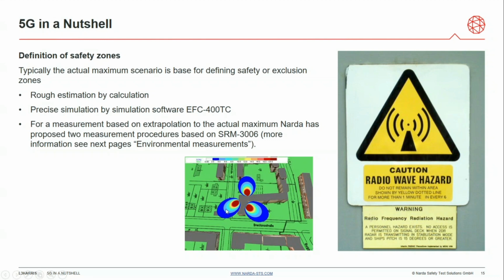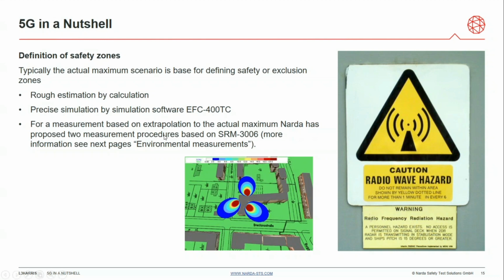Last but not least, measurements are giving ultimately the only true and only real information about the exposure at a certain time and at a certain position. And for this measurement, there is an extrapolation possible to the actual maximum, where Narda has proposed two measurement procedures based on the selective radiation meter, the SRM 3006.